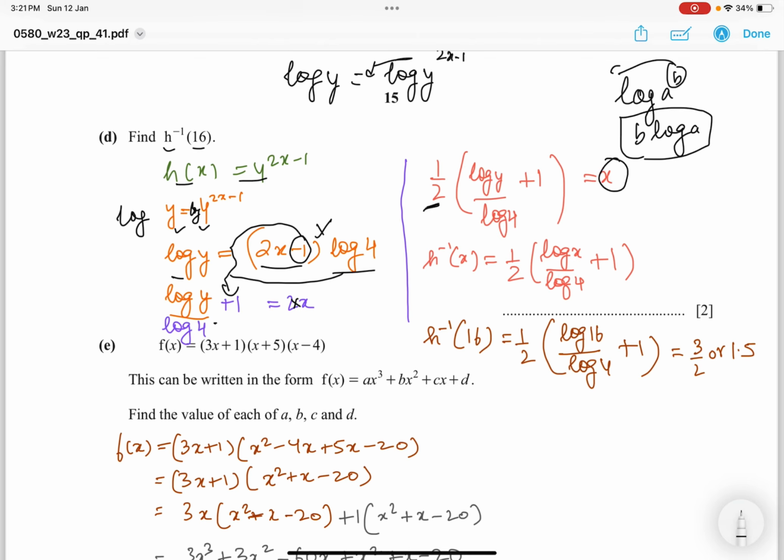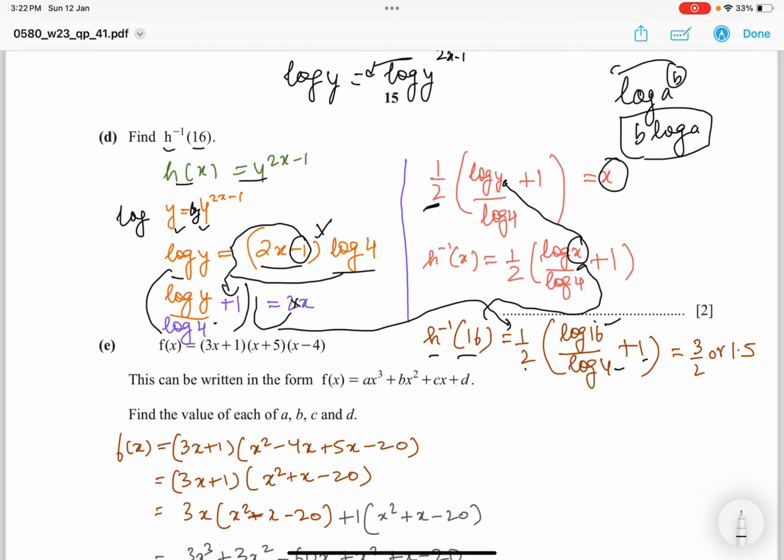Now we have to find h inverse of x. h inverse of x equals to, we will replace this y with x. Now we have to find h inverse 16. We will replace the value of x with 16. So it would be 1 by 2 (log 16 upon log 4 plus 1). You just think about this. If 2 is going that side, it will divide the whole of it. That's why I put a bracket and I have placed 1 by 2 outside the bracket. It will result in something like this.